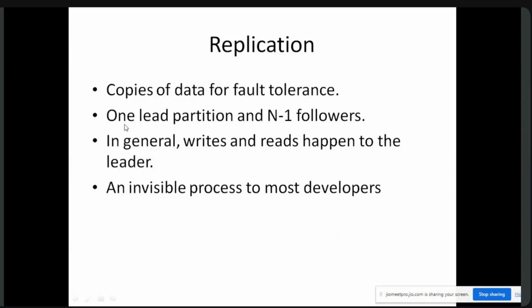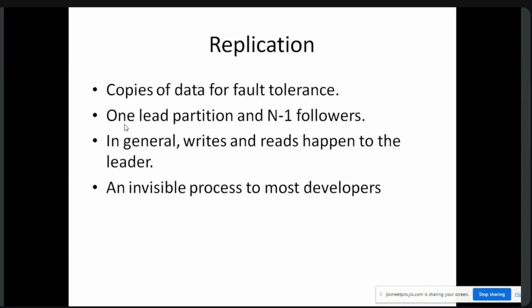1 lead partition and n-1 followers. This also we know already. Suppose there are 3 partitions, then how many leaders will be there? N leaders will be there, correct. But if I'm saying for a single partition, how many leaders will be there? 1 leader.